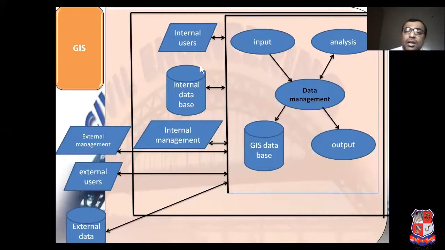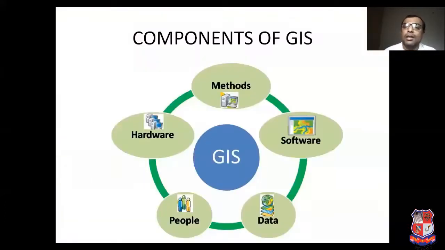Now here we have internal users, the internal database, plus the internal management, which are connected with the GIS main integration system, plus we have the external management system, the external users, plus the external database that can be used in the GIS to get the desired output. Now let us discuss the various components of GIS.